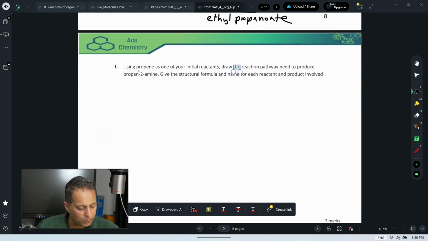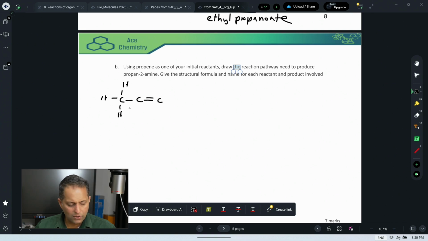Okay, B, using the propene as one of your initial reactants, draw the reaction pathway needed to produce propan-2-amine. Wow. Okay, that seems like a bit of a different question. They're asking us to take propene to propan-2-amine. Okay, so that's not that difficult.